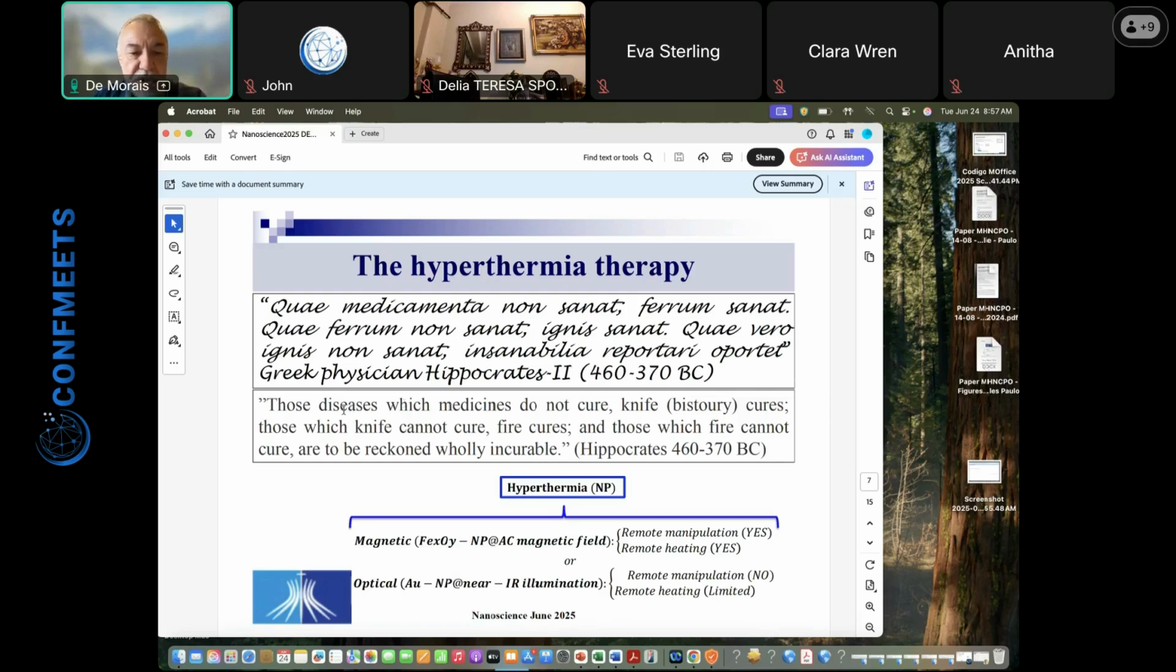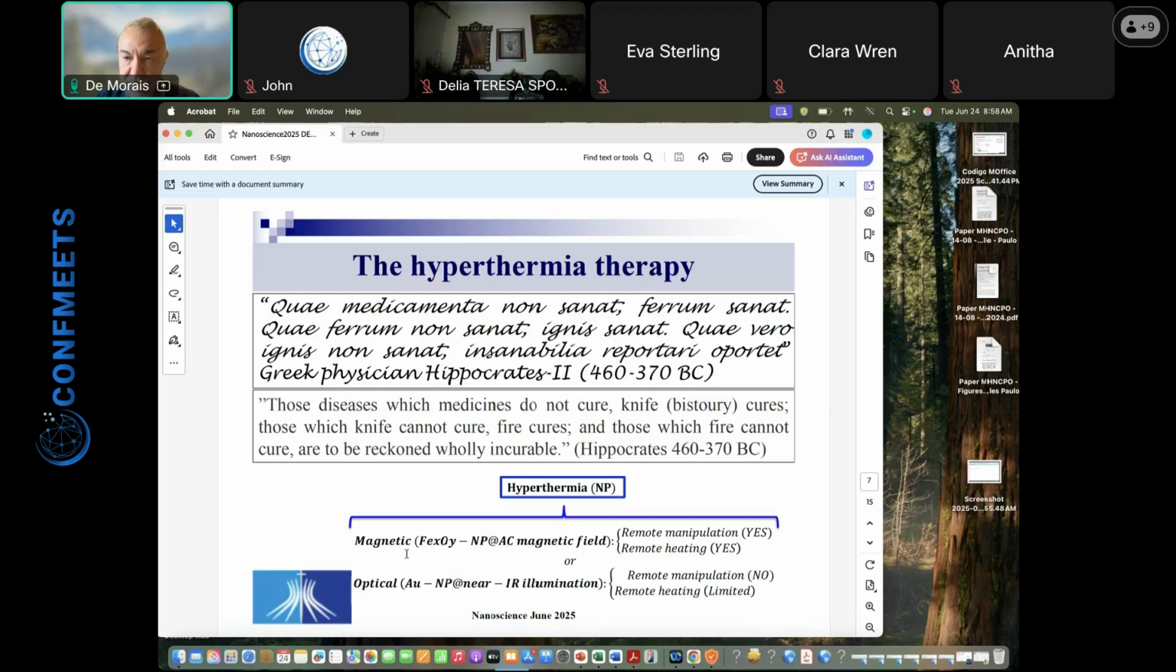It says, those diseases which medicine do not cure, knife cures, and those which knife cannot cure, fire cures, and those which fire cannot cure are to be reckoned wholly incurable. So hyperthermia was actually used since ancient times. But today, modern hyperthermia we can perform using nanoparticles. And actually, we have two main directions for the application of hyperthermia.